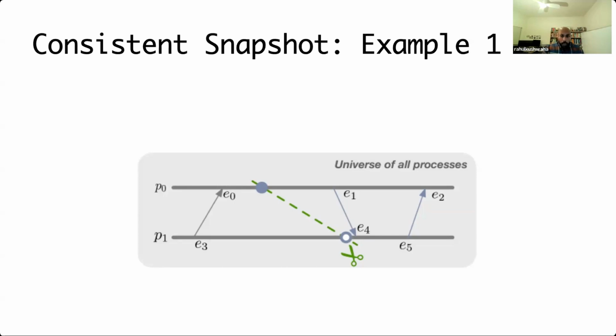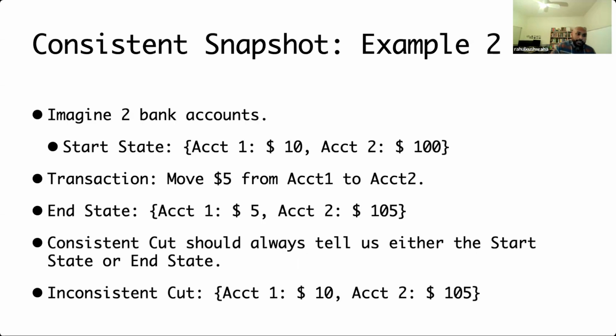So another way to look at this, with a much simpler example, is to imagine that you have two bank accounts. Account one has $10 in it and account two has $100 in it. And we want to have a transaction which moves $5 from account one to account two. Imagine these two accounts live on separate machines too. We have to employ some kind of a 2PC mechanism. And the end state is that account one will end up with $5 because we subtracted 5 from it, and account two will have $105, since 5 moved.